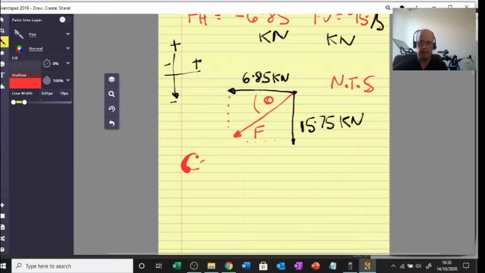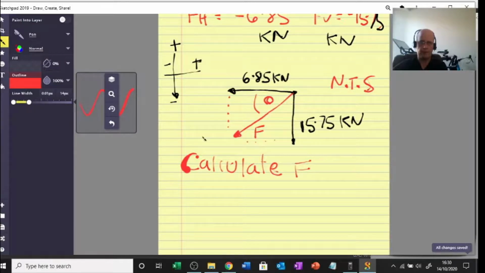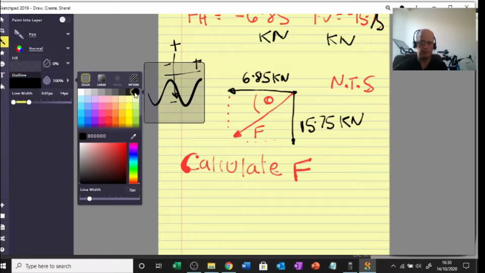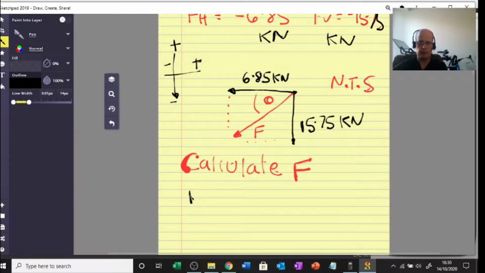We need to calculate f, which we can do. There's two ways we can do it. The way we're going to be doing it is using Pythagoras. You could do it with Pythagoras. We will do it using Pythagoras. Come on, pen, work.